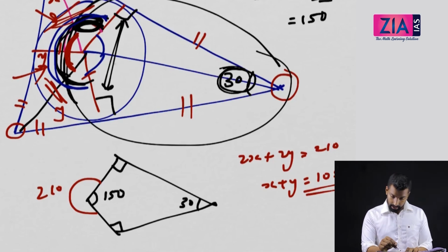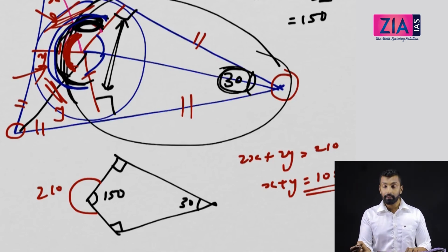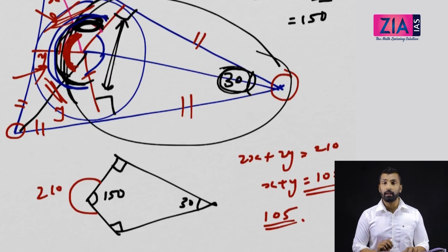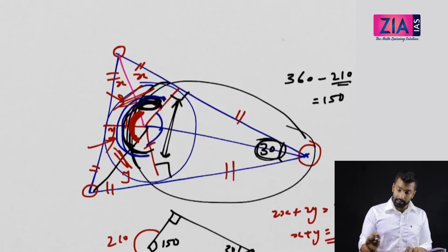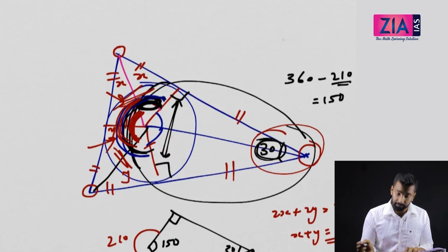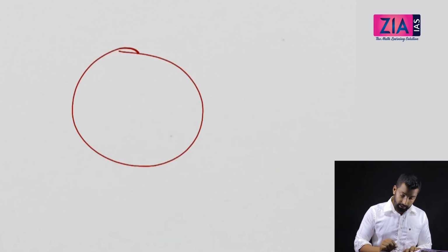So what is this angle? This angle is 105, which is supposed to be a very difficult question, but you can solve just like that. So what is given? What is given is this angle only, 30, and what is asked? This angle is what is asked. What is that? 105.